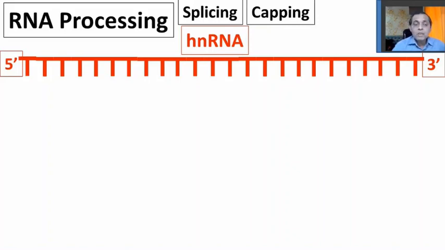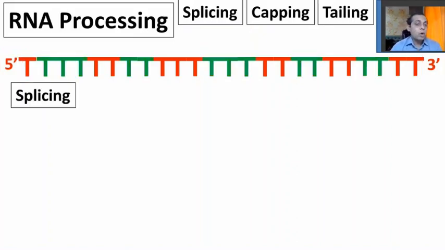The second step after splicing, that is removal of introns and joining of exons, is going to be capping. I'll discuss what is capping, and the last step is going to be tailing. So there are 3 steps: splicing, capping and tailing involved in the RNA processing. Let's understand splicing. Splicing means removal of introns and joining of exons.